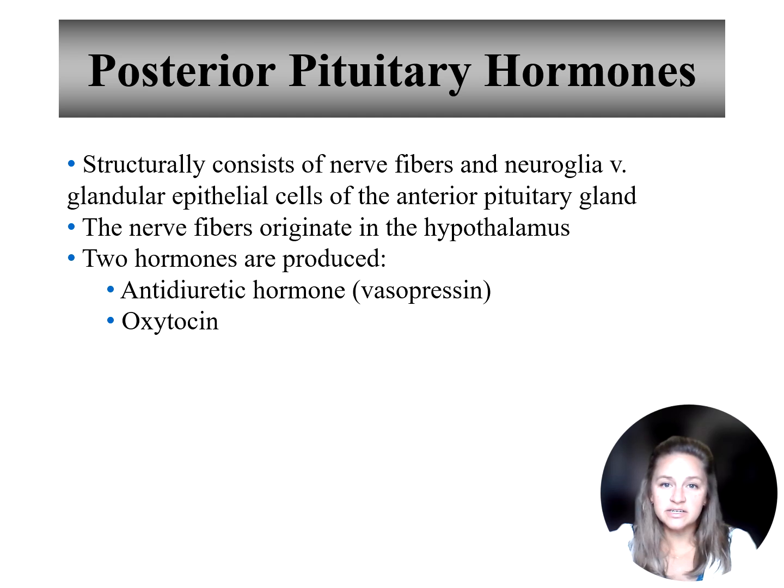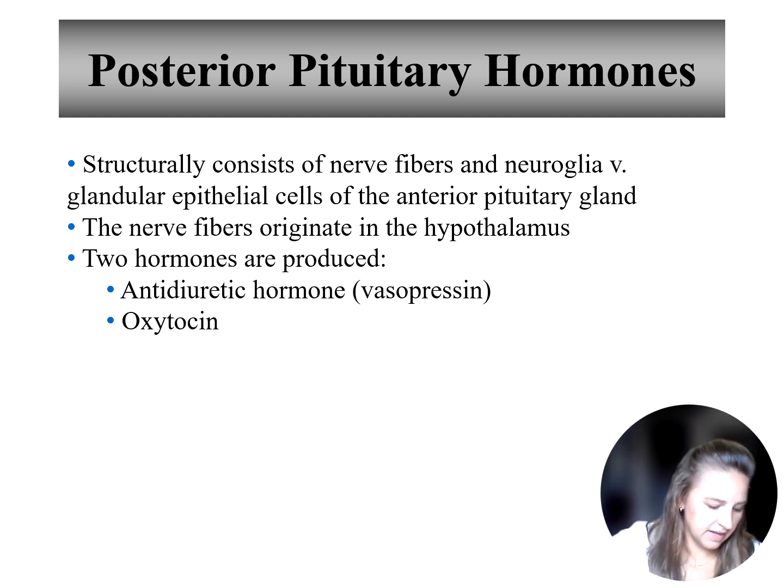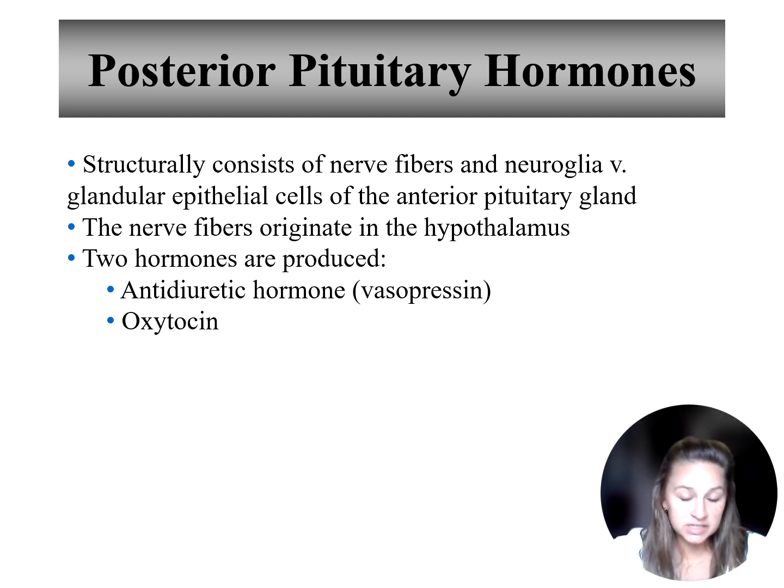The posterior pituitary hormones are the antidiuretic hormone, vasopressin. This is involved in resorbing water, so we don't want to just be excreting all of the water through our kidneys and into our urine. We want to resorb and not get rid of all of the extra water in our cells. That is regulated by this vasopressin.